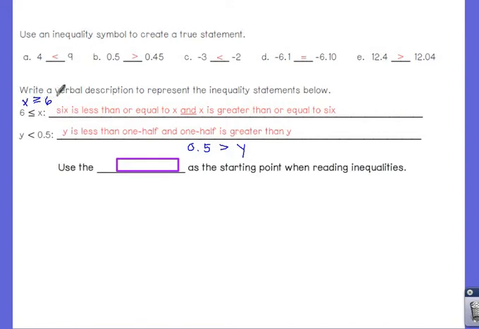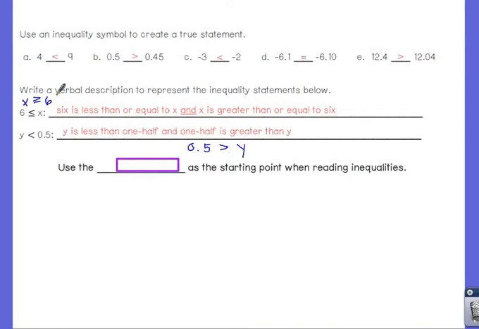So inequalities mean the answer, your variable, has to be greater than or equal to 6. So can it be 6? Yep. Could it be 7? Yes. Could it be 6.6? Yes. Could it be 4? No. So I can have any answer that's greater than or equal to 6.